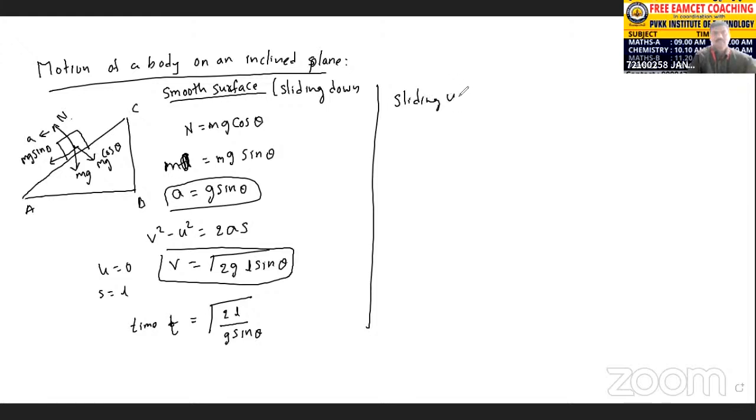Sliding up, acceleration a is equal to minus g sin theta. Okay. Next, time period is the same, and velocity also is the same for both.